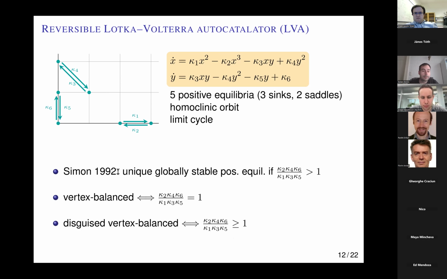The proof by Peter Simon back in the 90s had nothing to do with the Horn-Jackson function. But this was a tedious calculation. He had to do all kinds of estimates on several pages. I'll get back to this example later. Now, using this concept of disguised vertex balanced mass action systems, we get his conclusion pretty much like this.